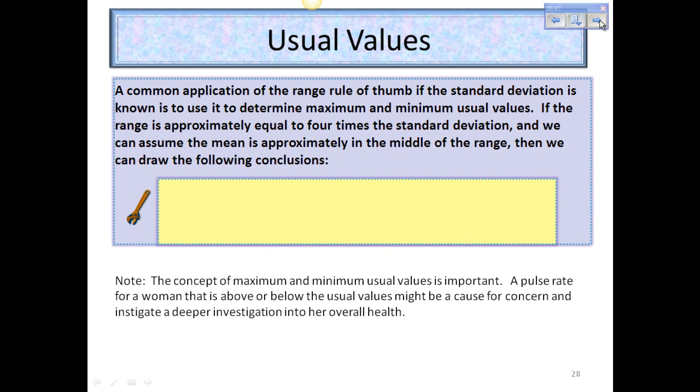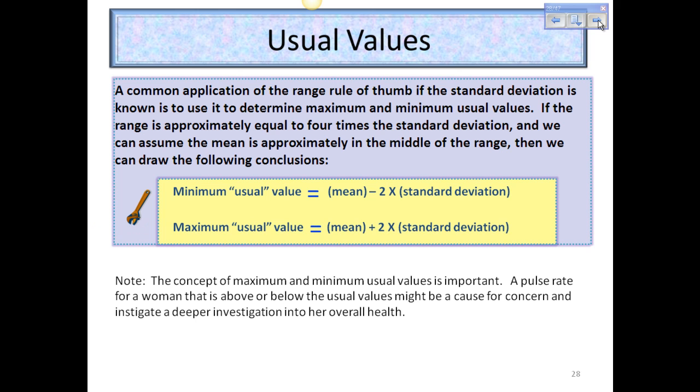A common application of the range rule of thumb, if the standard deviation is known, is to use it to determine maximum and minimum usual values. If the range is approximately equal to 4 times the standard deviation, and we can assume the mean is approximately in the middle of the range, then we can draw the following conclusions. 1, the minimum usual value is equal to the mean minus 2 times the standard deviation, and 2, the maximum usual value is equal to the mean plus 2 times the standard deviation.